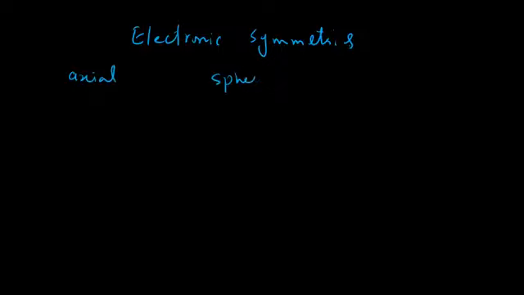So for electronic symmetries. Electronic symmetry can also be the axial one and the spherical one. Again, to understand the axial and spherical one for the electronic symmetry, we take an example of iron.